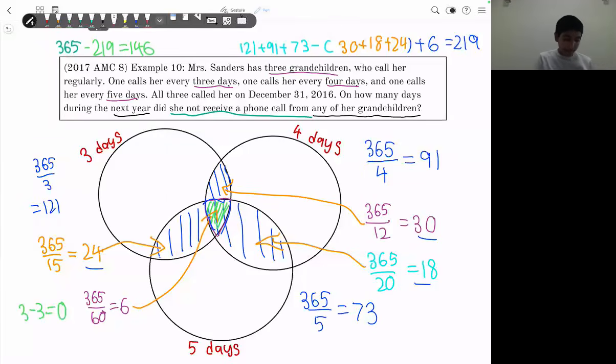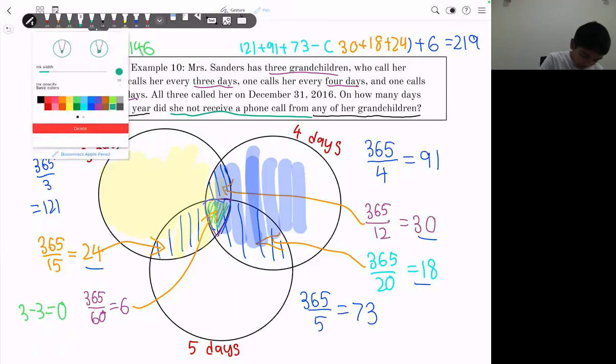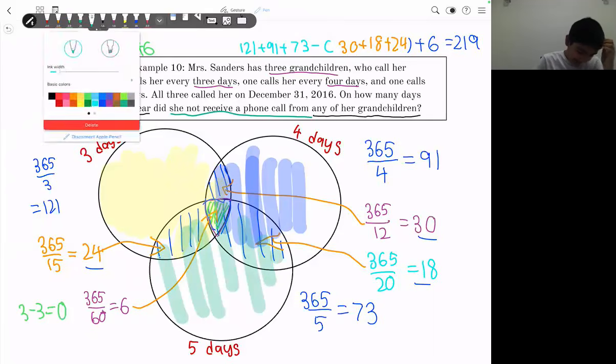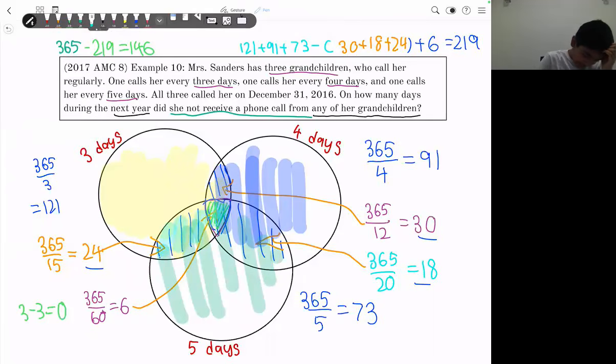So I'm going to summarize the things that are in this problem here. So 3 and 4 days. So first we found the number of times in these regions over here. We found this region, and then we found it in this region as well. And then we also found it for this region. We subtracted it for this region, and this region. And then we have to re-add it back for this region.